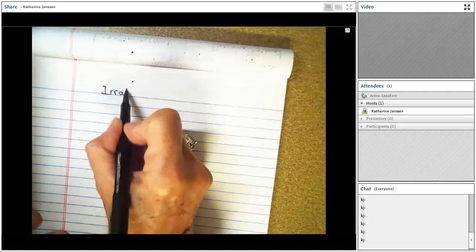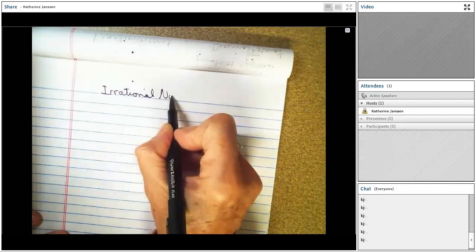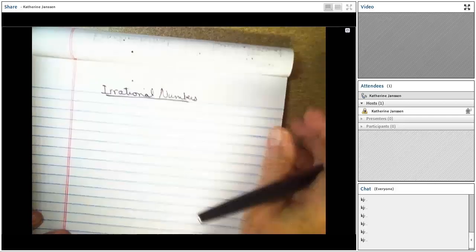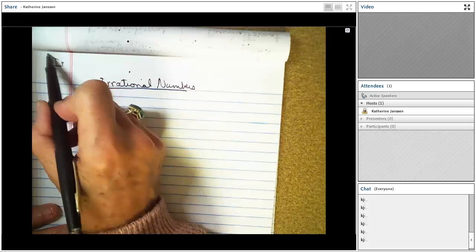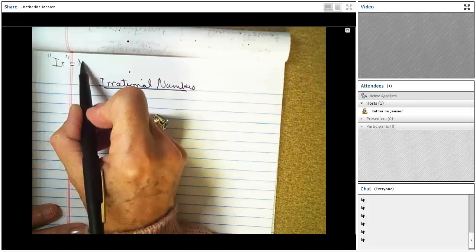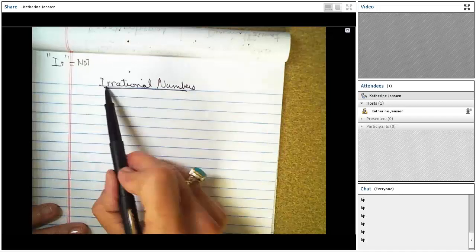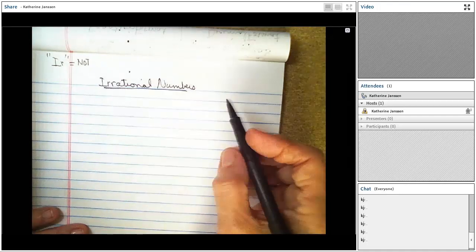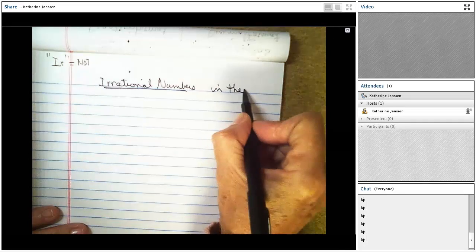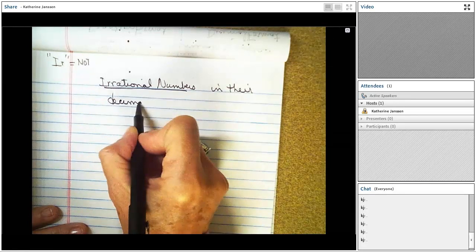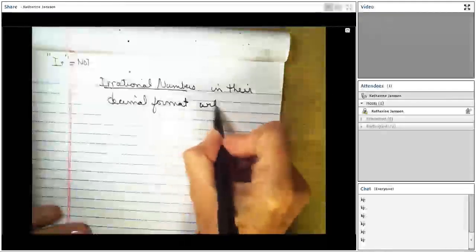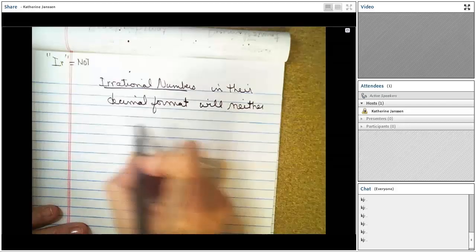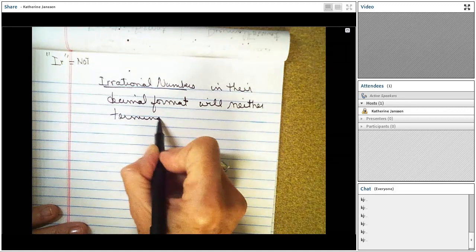And then we define irrational numbers. Now, irrational numbers, this "ir" out in front, "ir" as a prefix is equivalent to not. So irrational numbers are not rational numbers. And in their decimal format will neither terminate nor repeat.